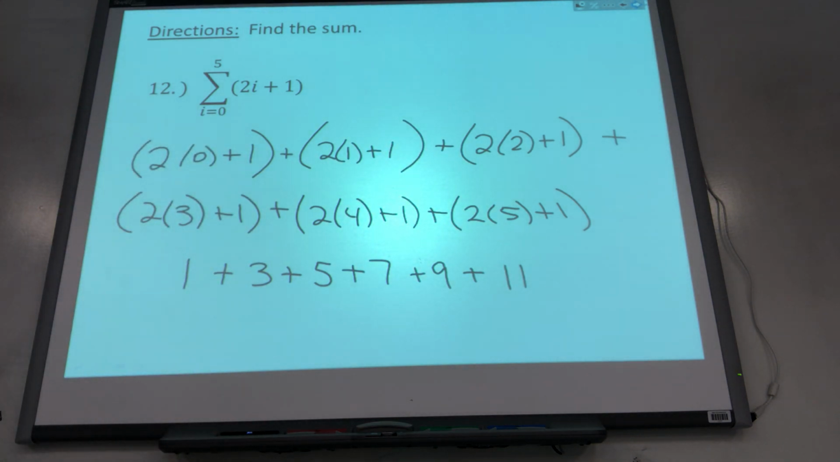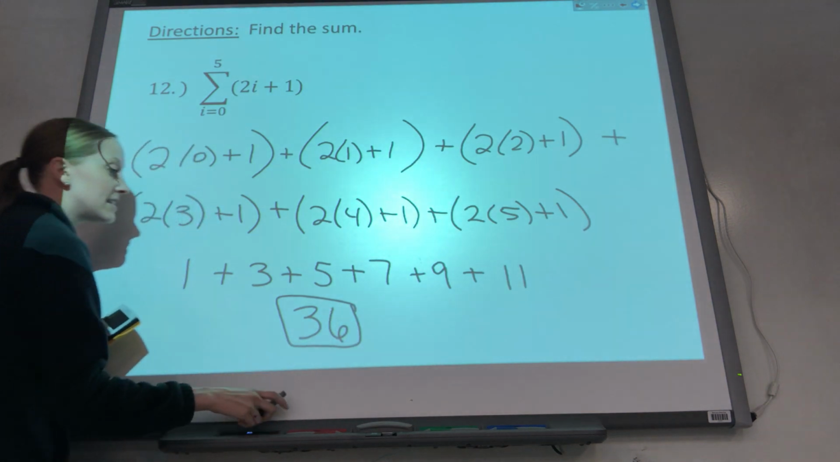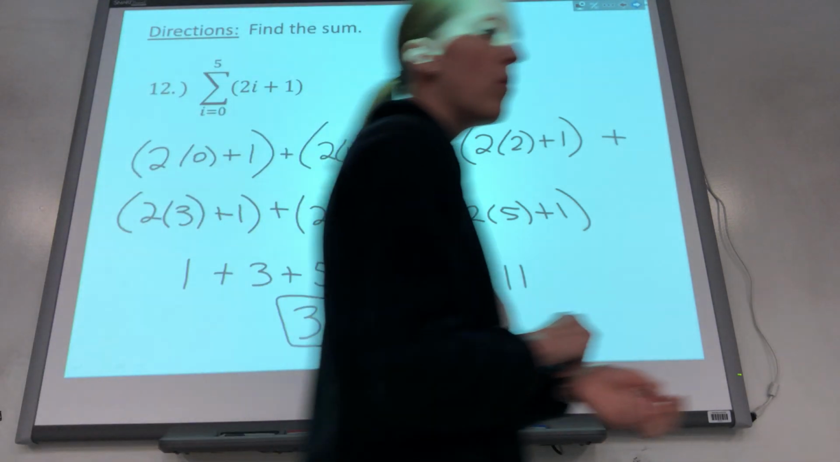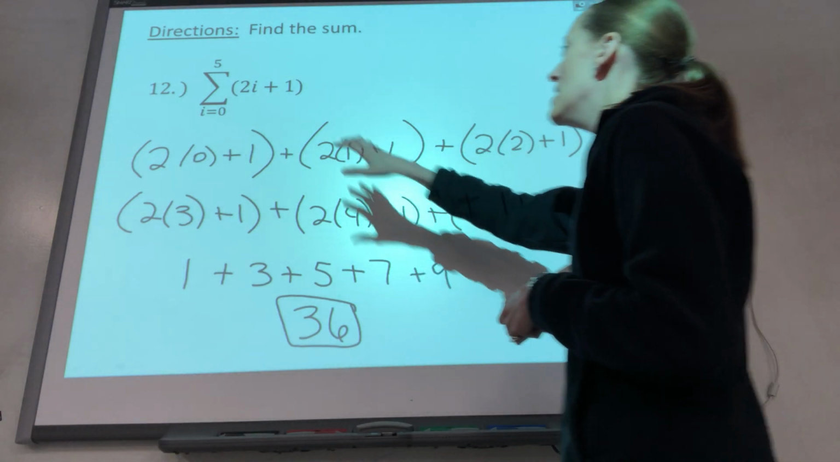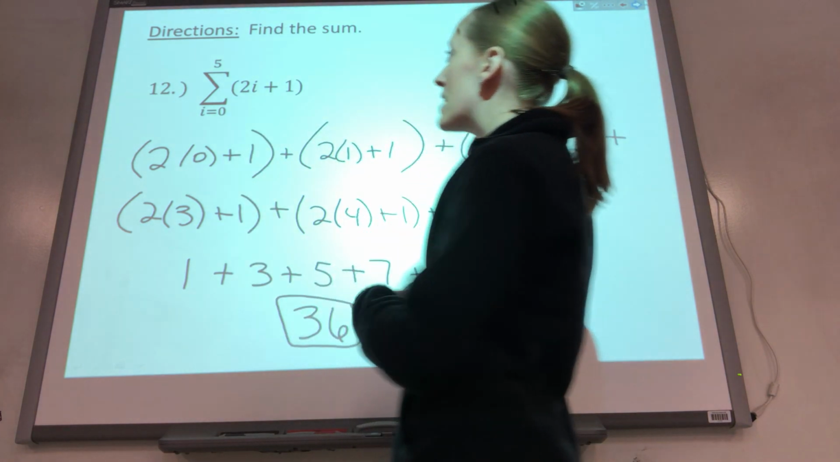It's like I'm adding up a bunch of odd numbers. So 1 plus 3 plus 5 plus 7 plus 9 plus 11. That gives me 36. You can probably type that into your calculator earlier, but I like to avoid all the parentheses if possible. Okay, on the outline, all it said was writing and using sigma notation. This would be just using sigma notation.